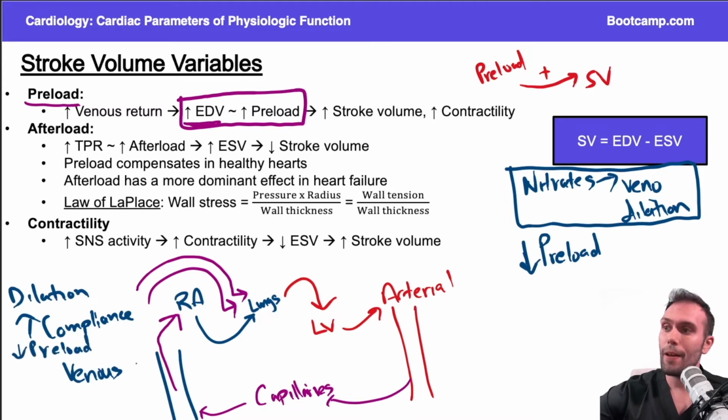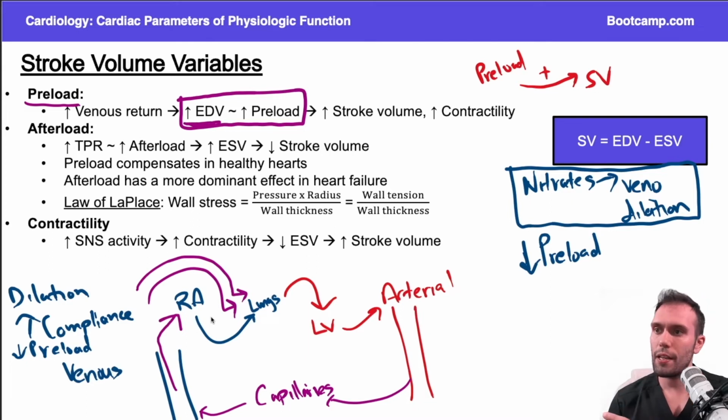Now, conversely, if I have venous constriction, I'm going to get a decrease in compliance, right, because I want those vessels really small. They're going to be constricted, and I'm going to get more preload because I'm constricting this blood, shunting this blood back up to the right atrium, okay? So that's the concept. Now, nitrates, venodilation, how does that help the heart?